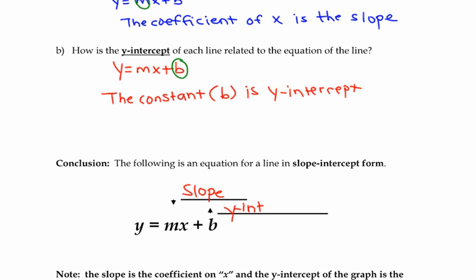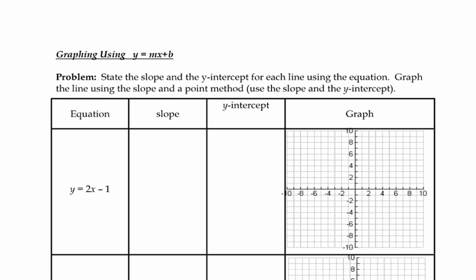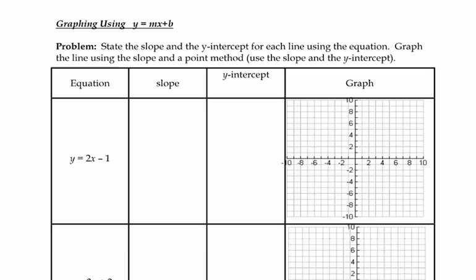So remember when we graph, whenever I want to graph, we either need 2 points or we plot 1 point and then use our slope to get another, right? So let's look at our equation here. My equation is 2x minus 1. What's my slope in this equation? 2, and my y-intercept is -1. Keep the sign with it, okay?